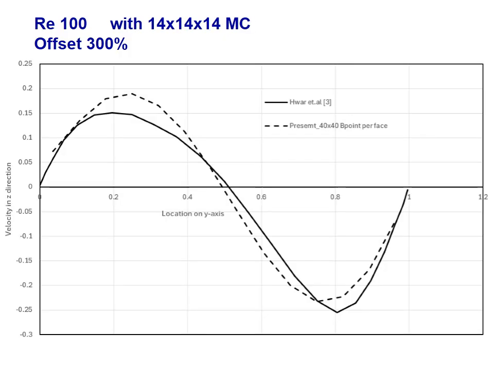Here we solve for Reynolds number 10 with point distribution 40 by 40 boundary points per face, and the Monte Carlo points will be 14 in each direction with source offset 300. Here is the reference that we compare with.